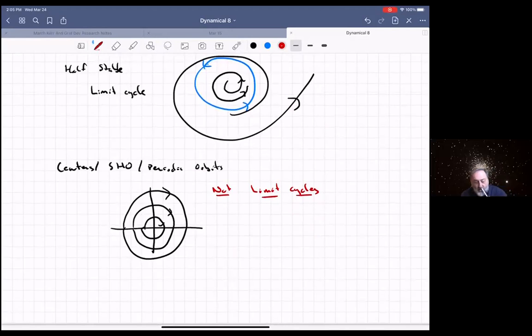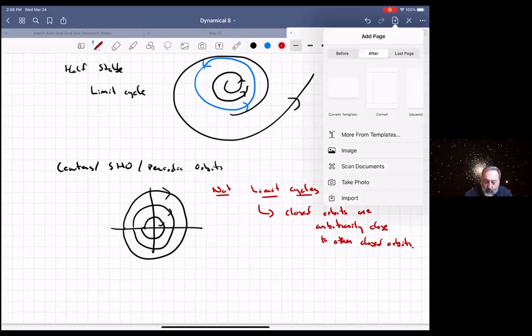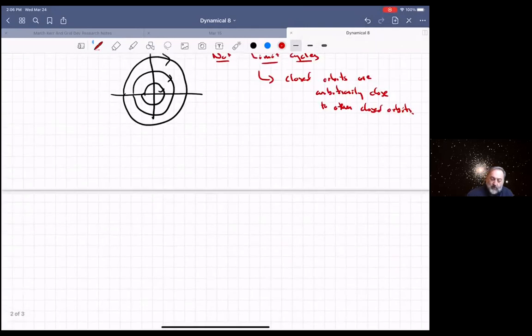Because the closed orbits are arbitrarily close to other closed orbits. Right, so to be a limit cycle, it has to be isolated. Okay, good.